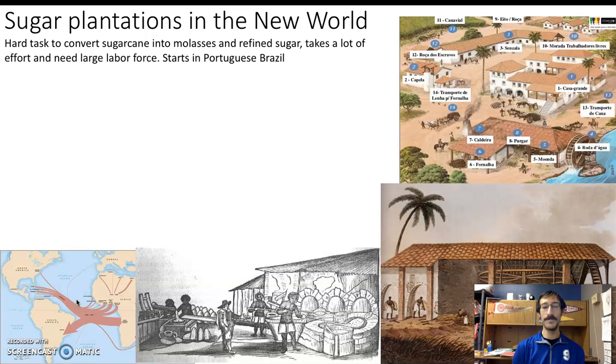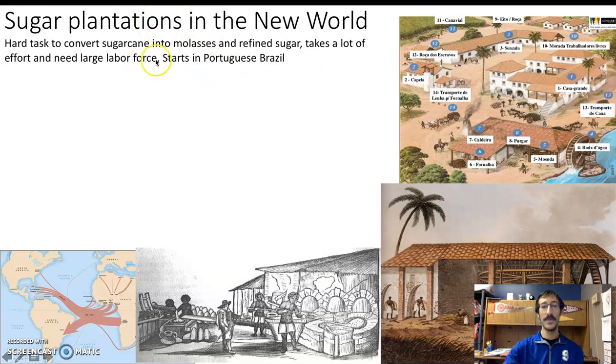That, as well as the other types of systems as well. So it's a very hard task to convert sugarcane into molasses and then into refined sugar, what we use for baking and things like that. It takes a lot of effort and needs a very large labor force.